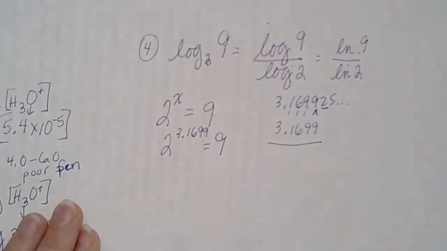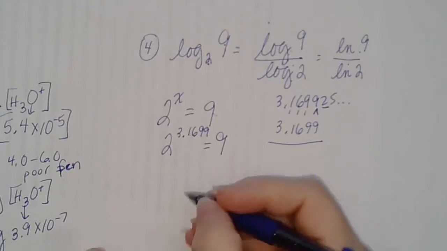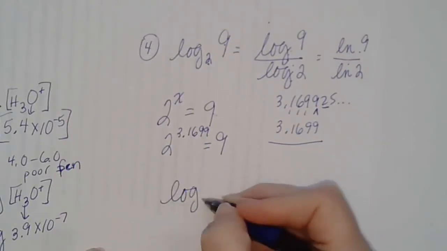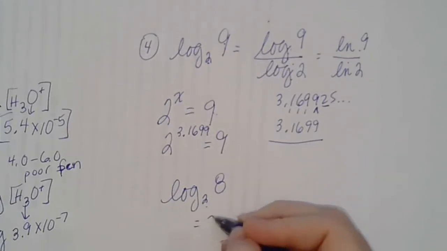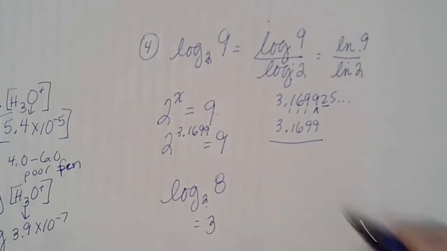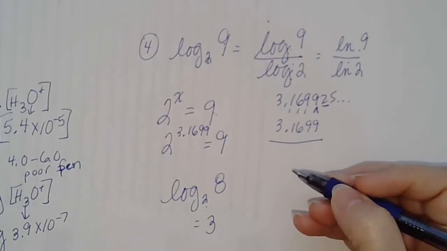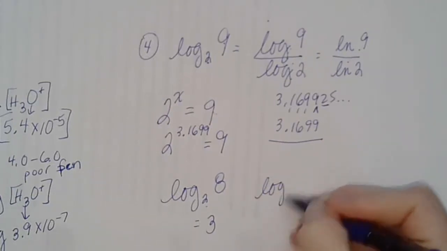So if we're doing log base 2 of 8, I could have done that one without my calculator because I know 2 to the 3rd power equals 8. So the answer to that would be 3. But to do it on my calculator with this new rule we've just been talking about, I would do log 8 divided by log of 2. This change of base rule will always work for any base log.